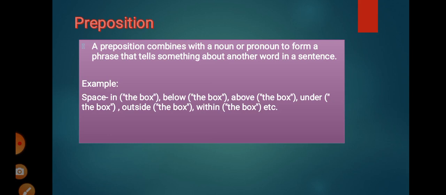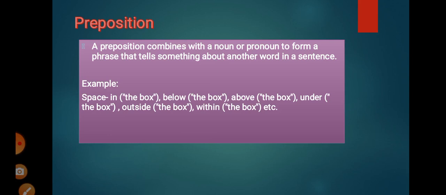Examples of prepositions that express a relationship in terms of space are in, below, above, under, outside, and within. An easy way to think about spatial prepositions is to think of where something can be in relation to a box. We can say something is in the box, below the box, above the box, under the box, outside the box, and within the box.